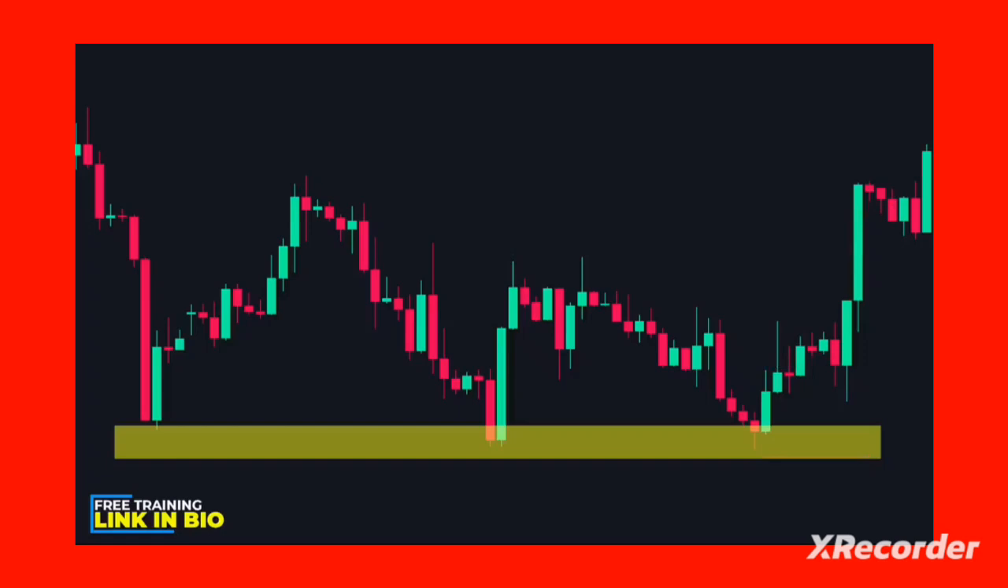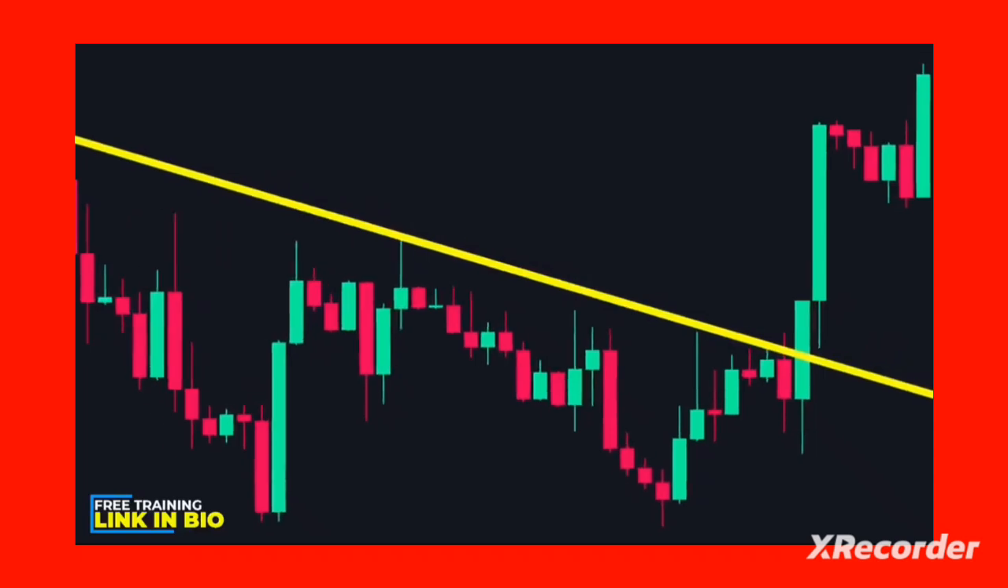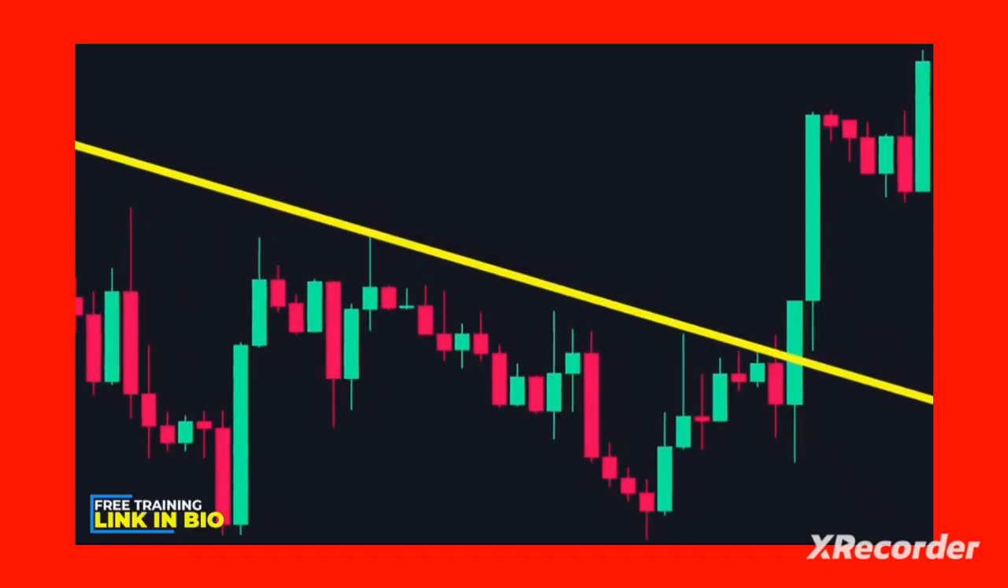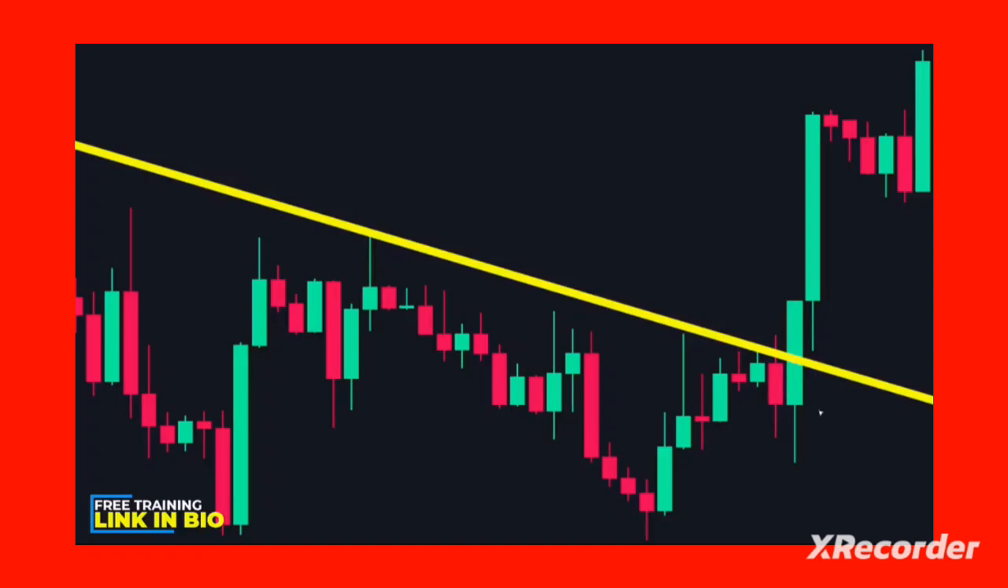Even if you missed the entry, the price also gave us a second entry. The price made these two tops, creating a solid trend line. When the price reaches near the trend line again, we wait to see if the price develops some pattern. This red candle indicates that the sellers were trying to provide resistance at the trend line. The candle is followed by a large green candle that completely engulfs the red candle.